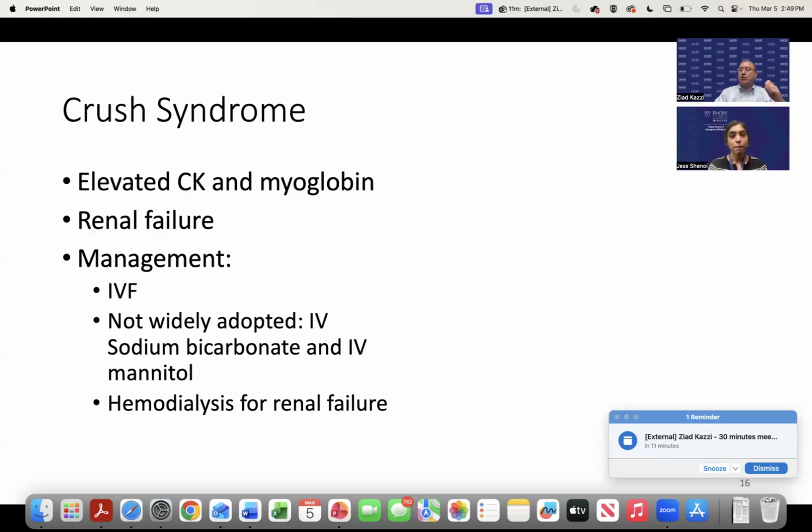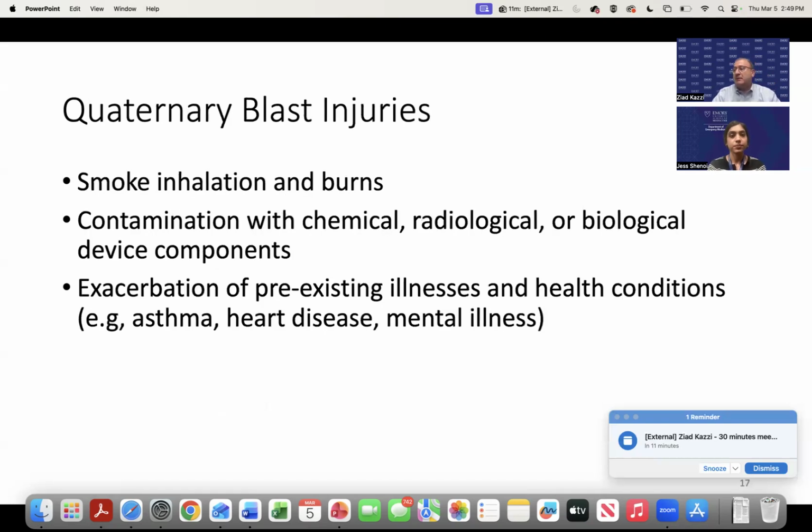Absolutely. Those are usually called your quaternary blast injuries. They're usually exacerbations of pre-existing illnesses and health conditions, particularly mental health conditions. The mental health consequences in the victims of blast injuries, as we saw in the Beirut bombing and other bombing incidents, are important. PTSD, depression, general anxiety disorder, all are very common. I also remember you may have pre-existing medical conditions that will be exacerbated, like asthma, heart disease.